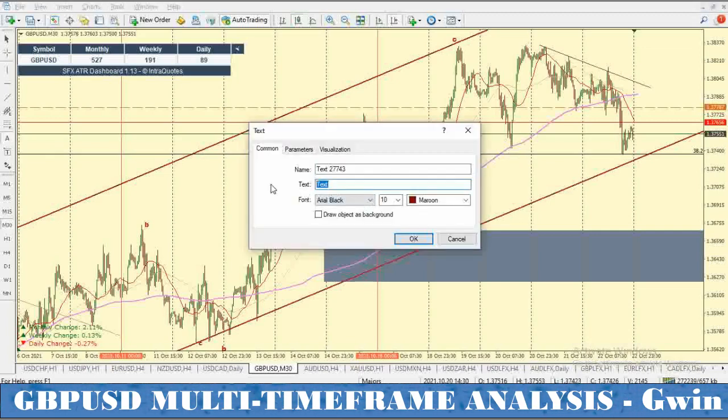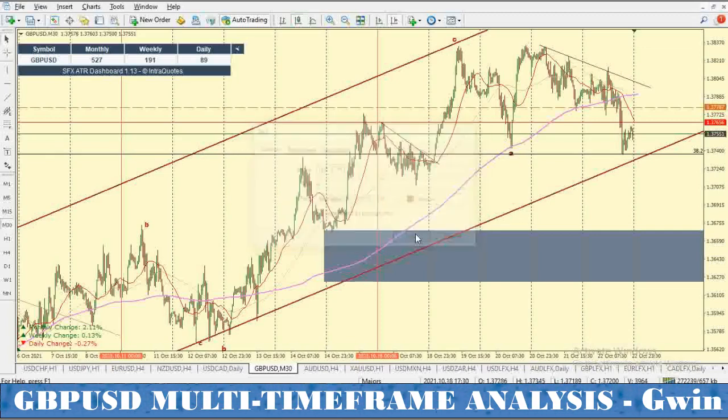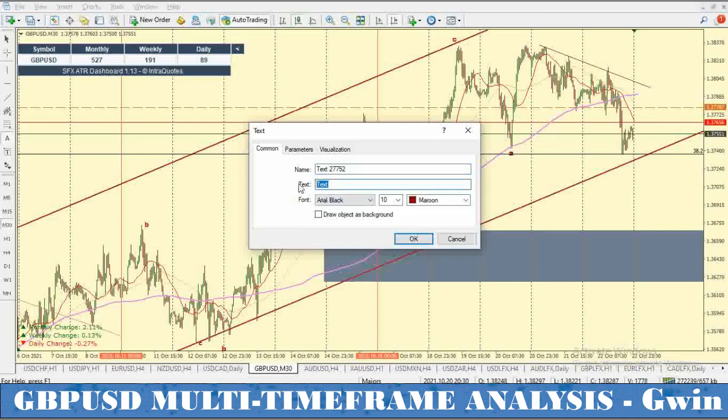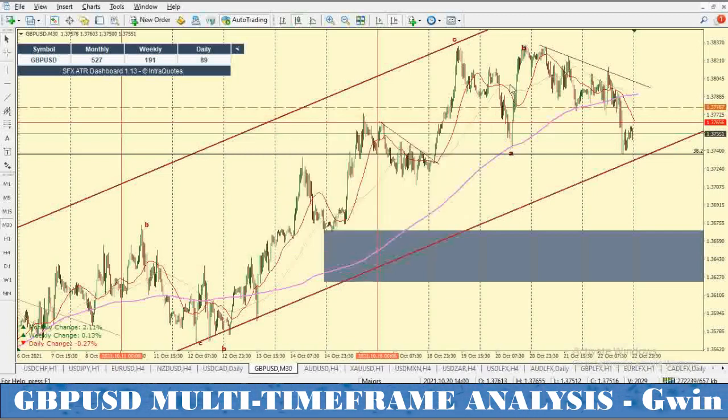Then we also have it that price moved up, so we have B. We also have price moving down in a 5-wave sequence: 1, 2, 3, 4, and then 5. So price has moved down in a 5-wave sequence.